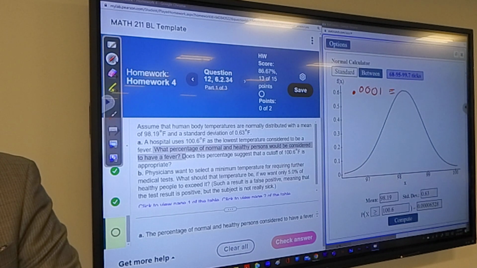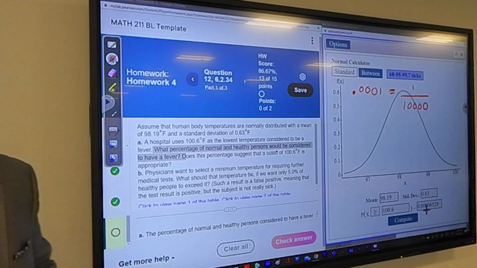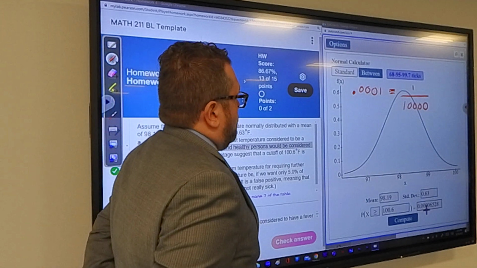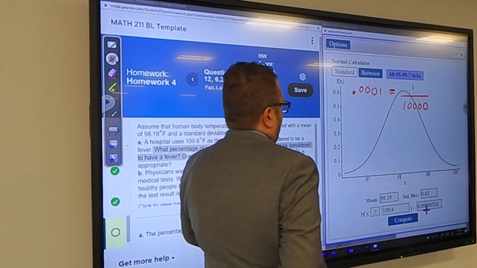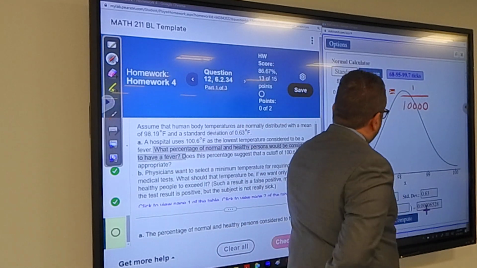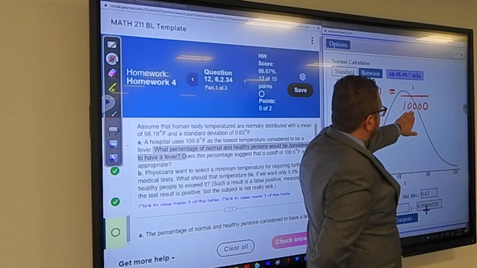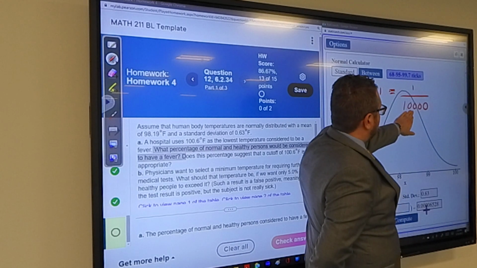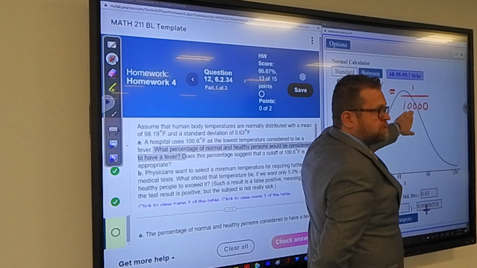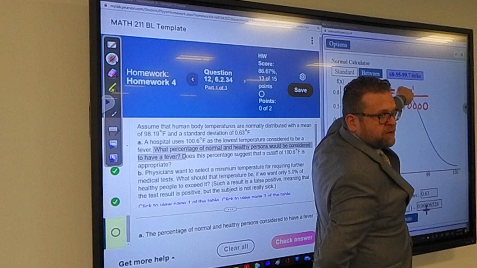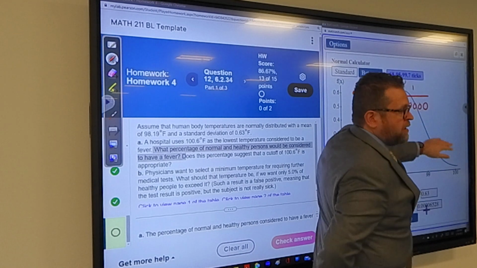Which is this fraction. So what it's telling me is that for every 10,000 patients that come through with a fever, one of them's not actually sick, and the other 9,999 are.